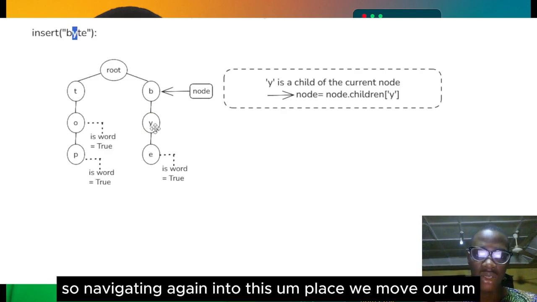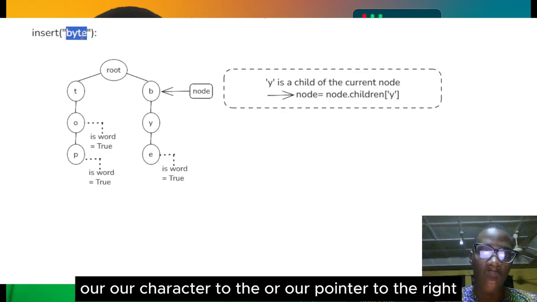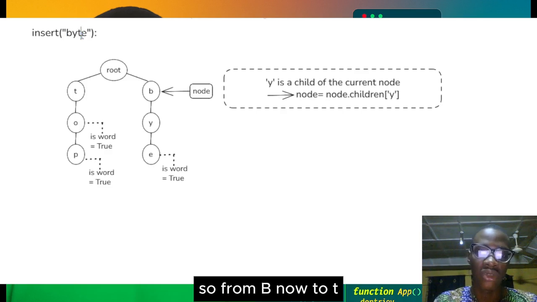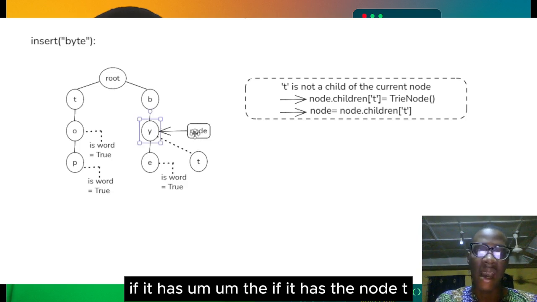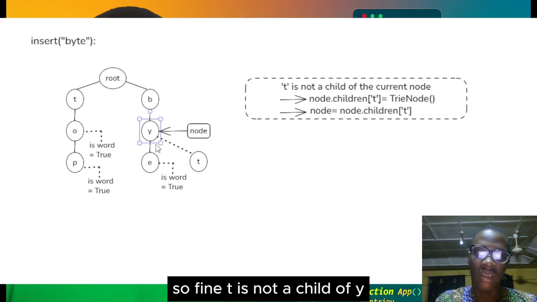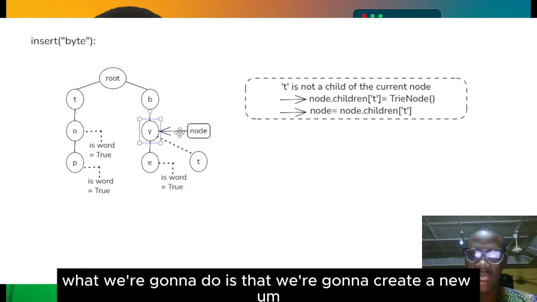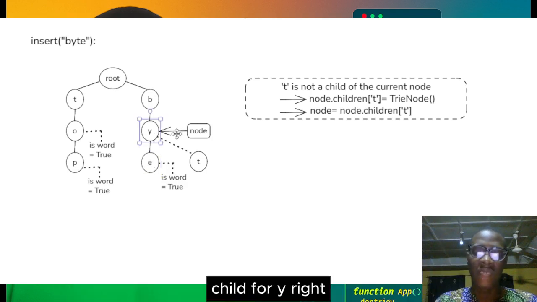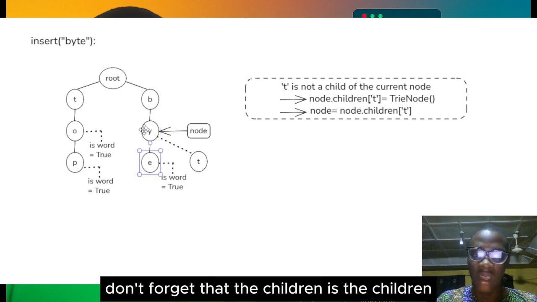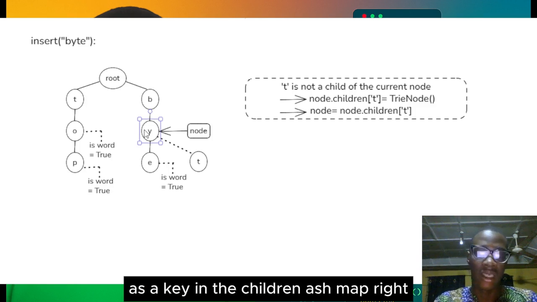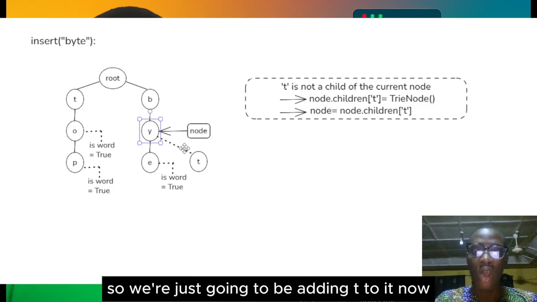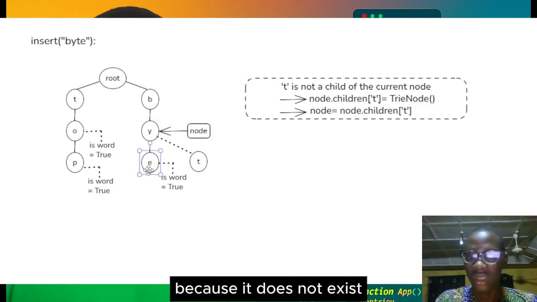Navigating again into this place, we move our pointer to the right, from B now to T, to check if this current node Y has the node T. Fine, T is not a child of Y; it only has a child E. So we're going to create a new child for Y. Not entirely new: don't forget that Y already has E as a key in the children hash map. So we're just going to add T to it now because it does not exist.